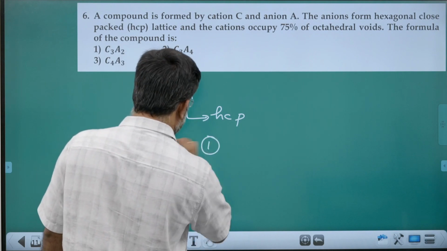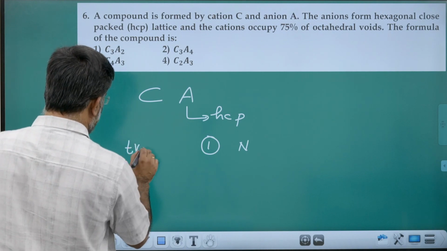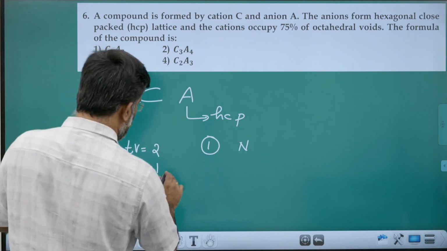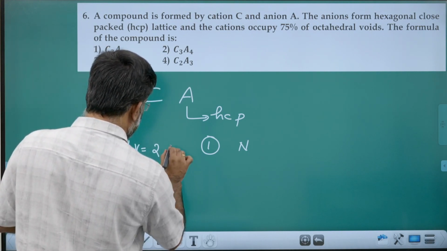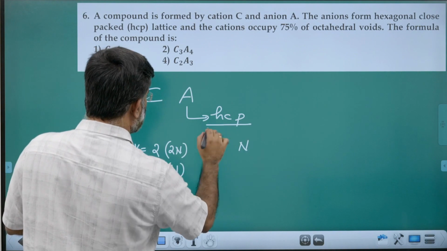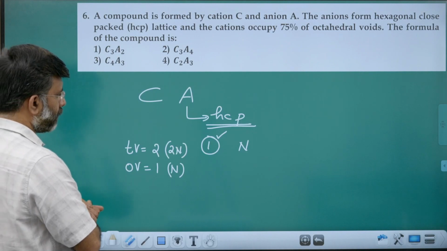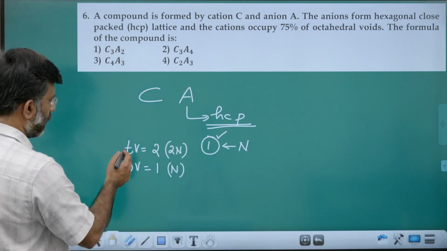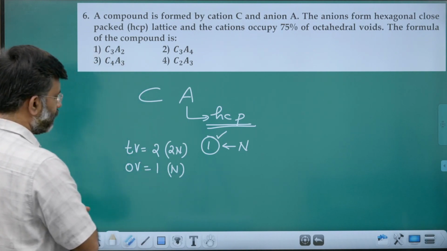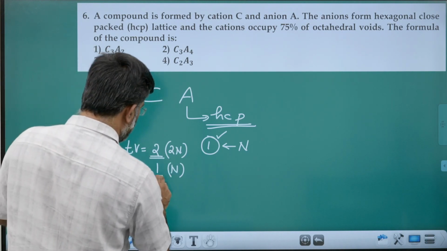So let this be one particle. That means N is equal to 1. And then tetrahedral void is equal to 2, and octahedral void is equal to 1. As all of you know, octahedral void will be N, tetrahedral void will be 2N. I am taking the number of particles of A which forms the close packed system as 1. That is N is equal to 1. Tetrahedral void will be 2N, that is 2. And octahedral void will be N, that is 1. Is it clear? So tetrahedral void if asked, 2. Octahedral void if asked, 1.